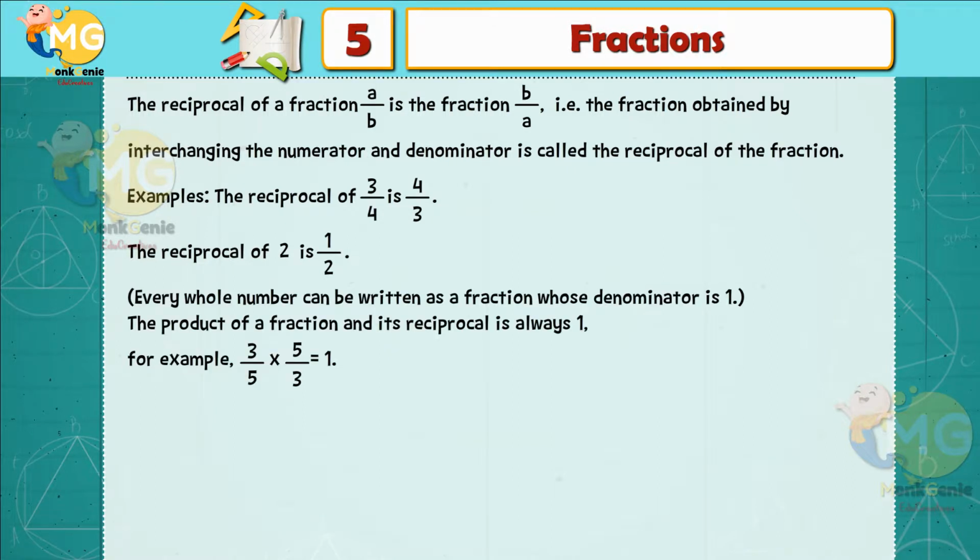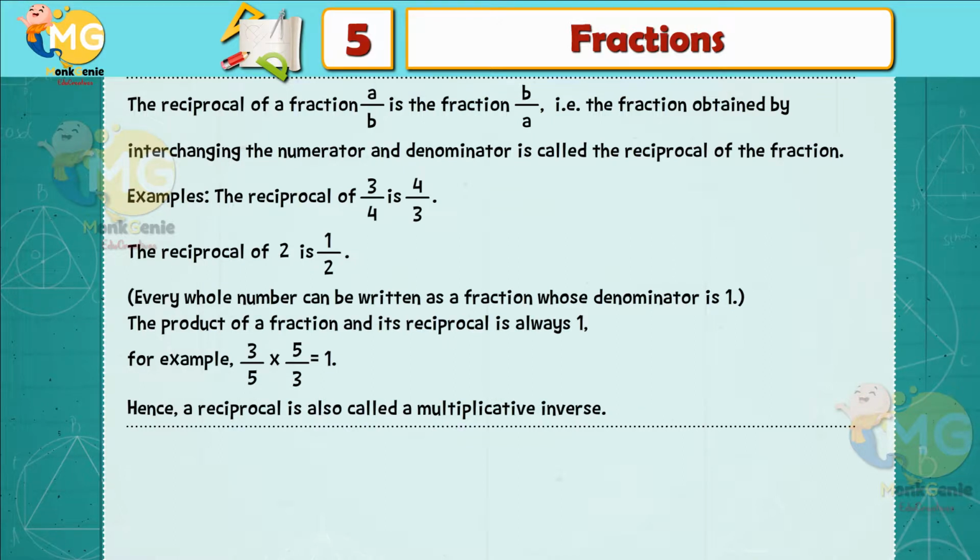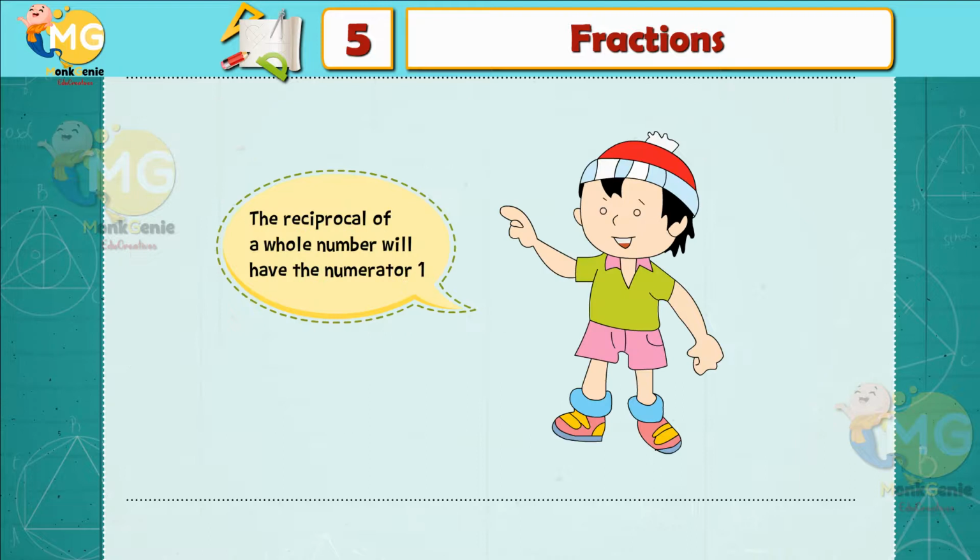Every whole number can be written as a fraction whose denominator is 1. The product of a fraction and its reciprocal is always 1. For example, 3/5 × 5/3 is equal to 1. Hence, a reciprocal is also called a multiplicative inverse. The reciprocal of a whole number will have the numerator 1.